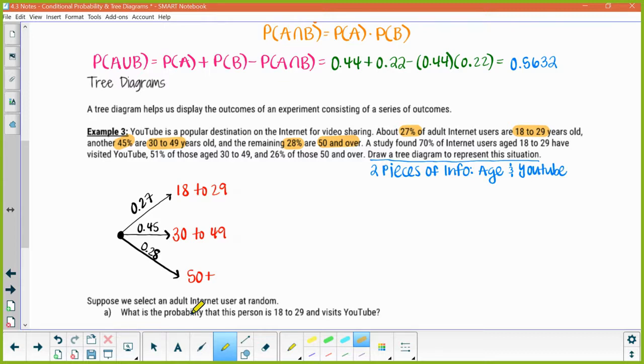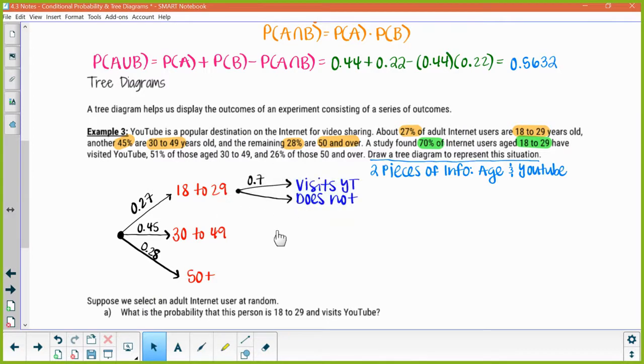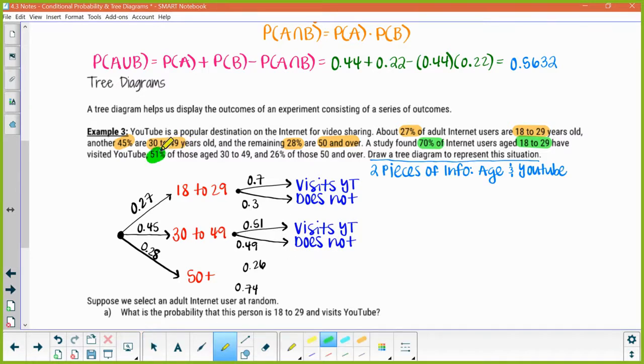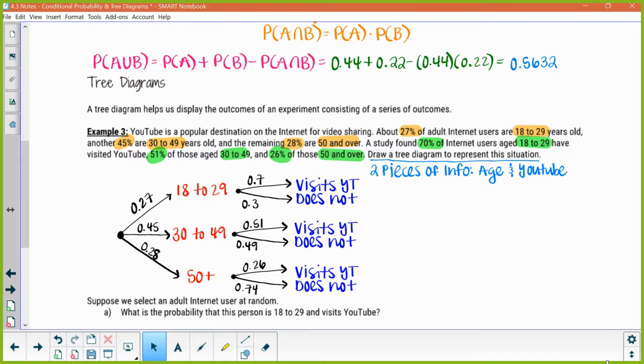Then, once I have everyone separated into age groups, I ask them, did you visit YouTube? Did you not? For my 18 to 29, it said 70% did, which means that 30% did not. Same thing for my 30 to 49. It says 51% did, and that means that 49% did not. For my 50s and over, it says 26% did, which means 74% did not.